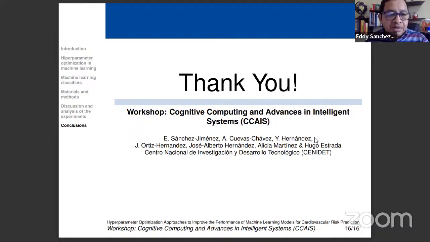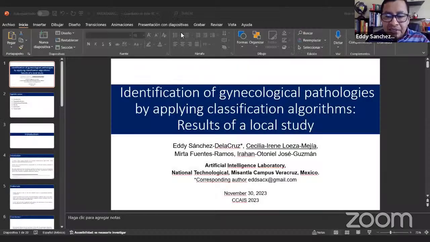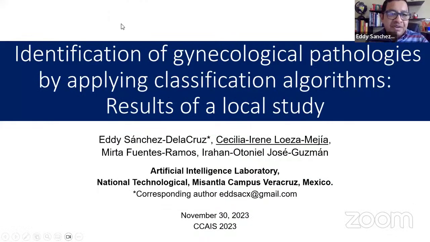Thank you so much. We're going to pass to the next work entitled Identification of Gynecological Pathology by Applying Classification Algorithms, Results of a Local Study. The authors are Eddie Sánchez, Mirta Fuentes, Cecilia Loesa, and Irajan Otoniel. We can begin. Don't forget, you have 10 minutes for presentation. Next, 5 minutes for questions and answers. You can.